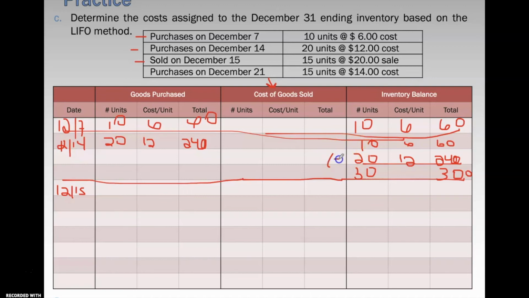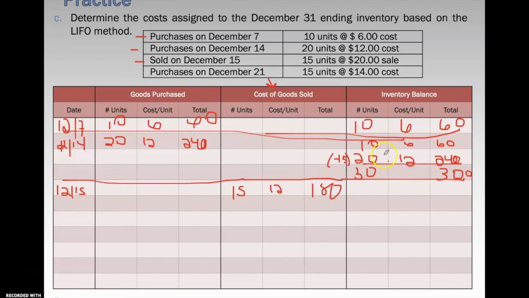So if I sold 15 units, they can all come right from this order right here. I can do minus 15 right from here because I had 20. Last time, when I started at the top, I only had 10, so I had to take some from the next order. This time we don't have to go up or anything. We can just use the last order. 15 units times $12. Let me get my calculator. 15 times 12 gives 180.